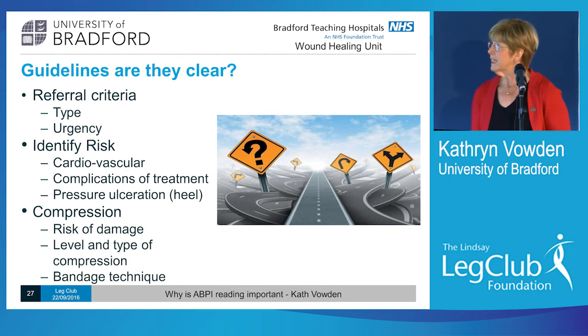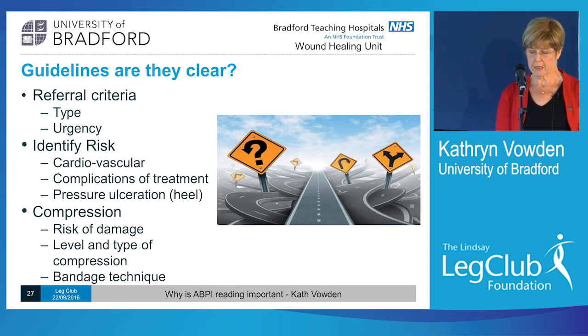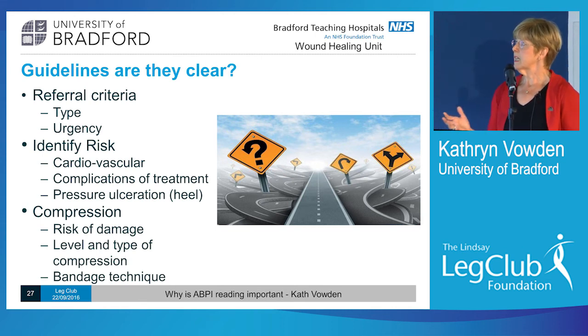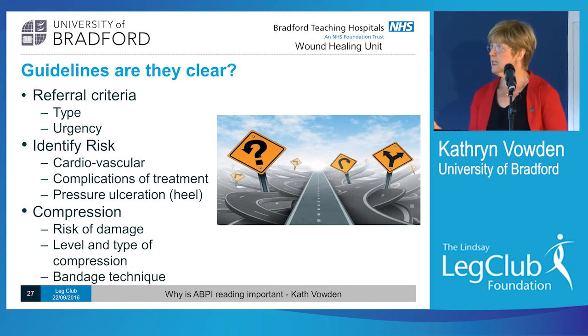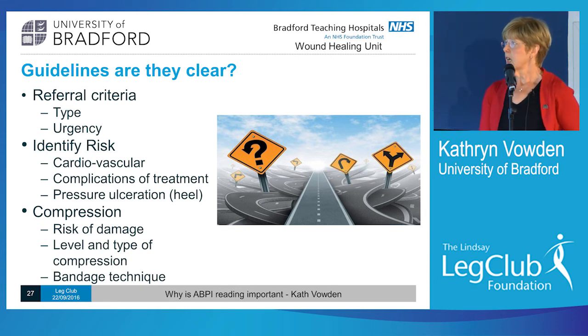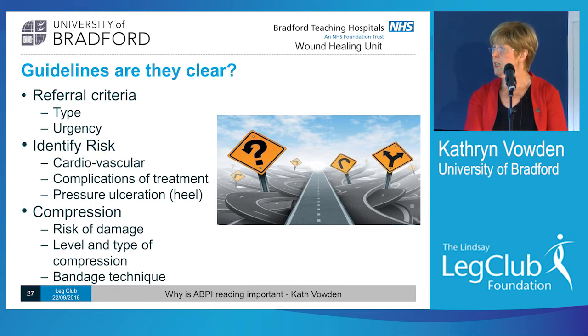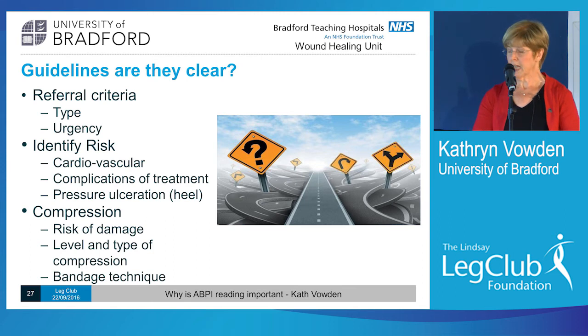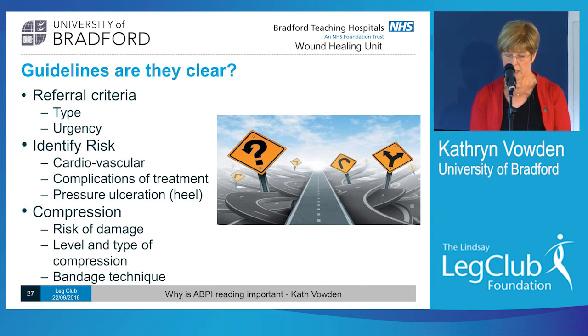So are the guidelines clear in terms of appropriate pathways? Well, I think they are, really. I think guidelines tell us about the type and urgency of referral. It highlights the risk factors, and we should be looking at cardiovascular risks, complications of treatment, and looking at pressure ulcers on the heel, and when we should be doing ankle brachial pressure index for that. Then, of course, there's the risks of compression, the risks of damage, and the level and type of compression, and what bandage technique to use in order to prevent complications.